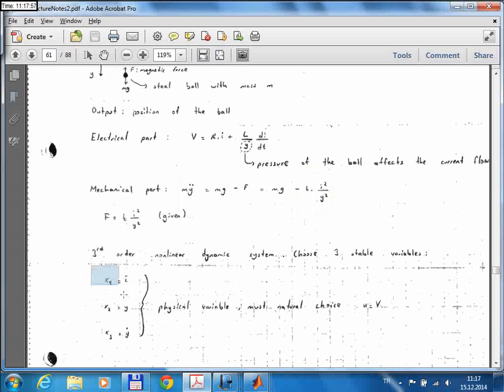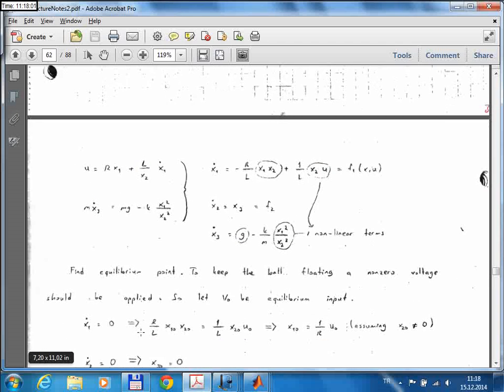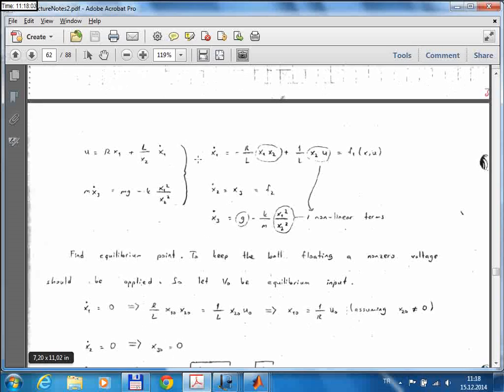So by choosing these state variables, we can write the state equations as you see here. This is the first state equation, which is nonlinear: x1 and x2 multiplied together, x2 and inputs multiplied together. The second state equation is linear, but the third state equation is nonlinear as well.